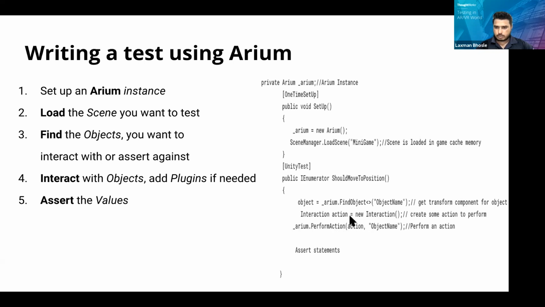So we have to use 2 parameters. First is the action, what type of action we want to perform, and the object name on which we are performing the action. After performing the action, we assert some values. This is the normal syntax of an Arium test, which we'll see in detail in the demo part.